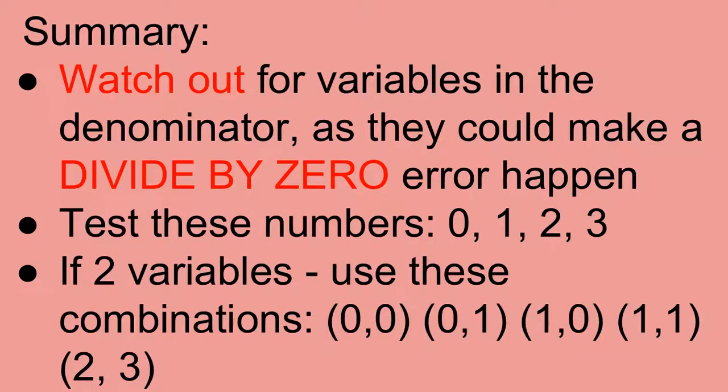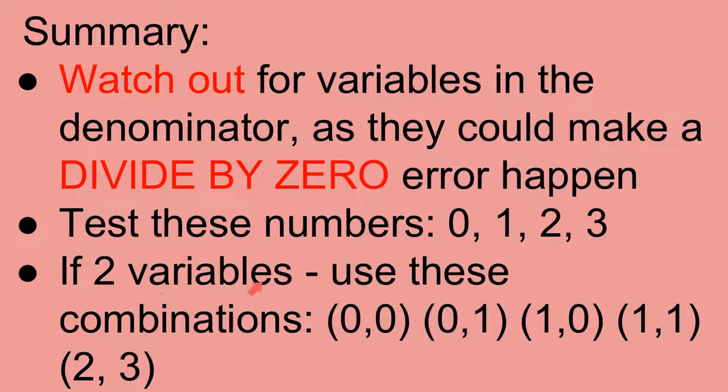Finally, as a summary, I want you to watch out for variables in the denominator, as you could end up with a divide by 0 error, which is very bad. Test numbers that are easy to work with. You always pretty much have to test 0, 1, and 2 to see how it behaves. 3 will help you kind of see exactly what's happening.